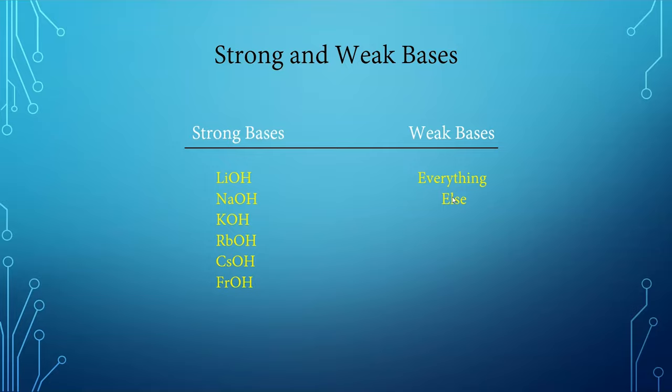So on a quiz, I might give you a substance and ask you to tell me, is it a strong acid, a weak acid, a strong base, or a weak base? And what you would do first is ask yourself, does it begin with hydrogen? If it does, it's an acid. If it doesn't, then it's a base. And then you would simply use your knowledge of the list of strong acids and strong bases to decide whether it is strong or weak.